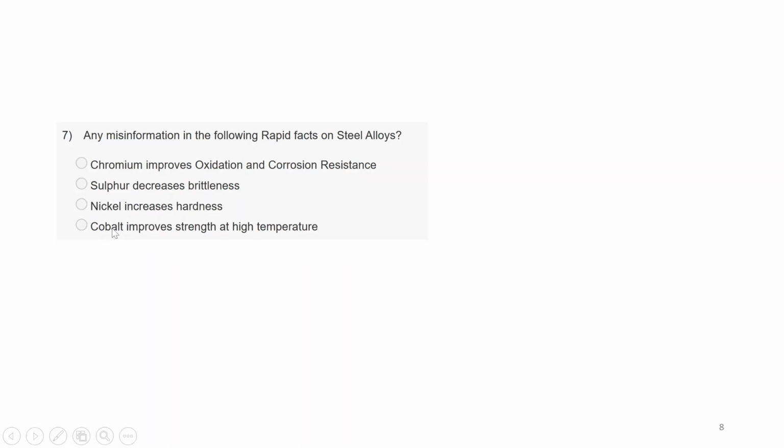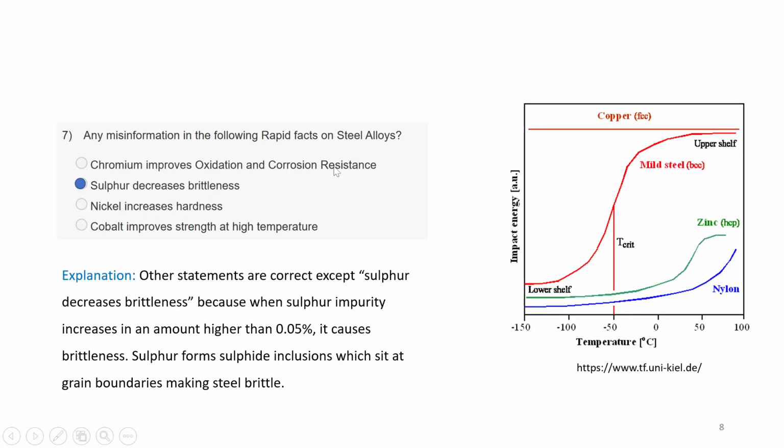And then cobalt, cobalt is always for high temperature, so you should remember that particular part. Sulfur and phosphorus both increase brittleness. And chromium always improves oxidation and corrosion resistance.